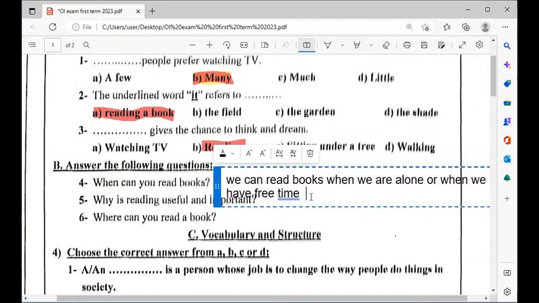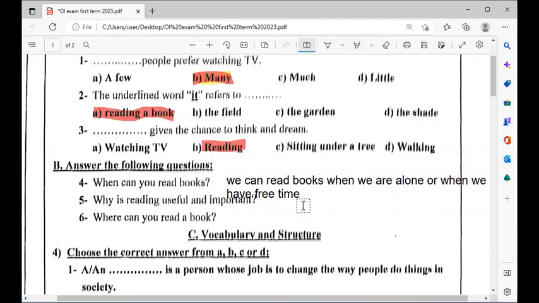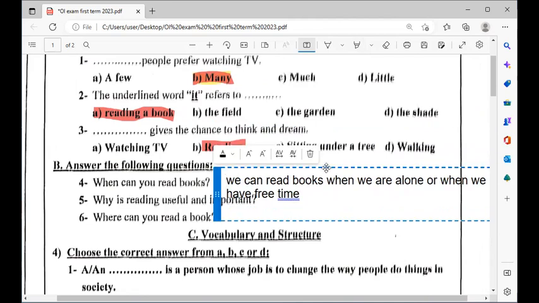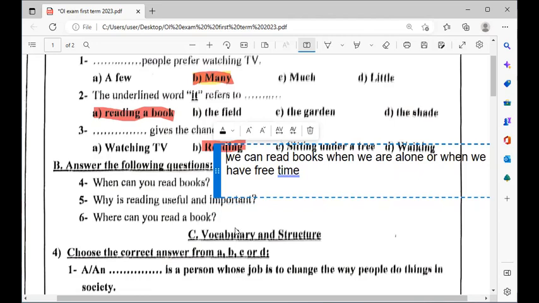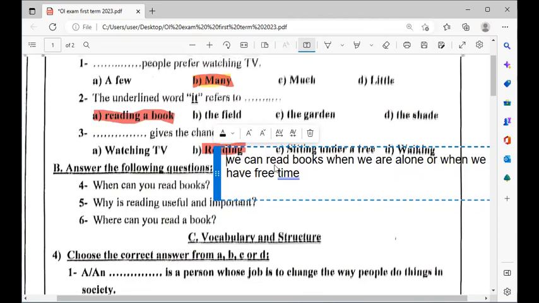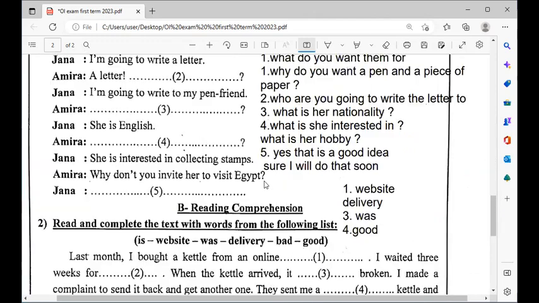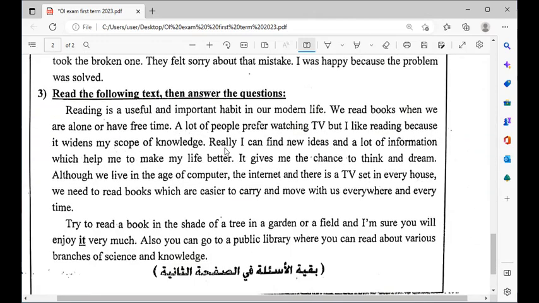Number 2. Why is reading useful and important? Let's go back to the text. Here: a lot of people, really, a lot of people prefer watching TV, but I like reading because it widens my scope of knowledge. Really, I can find new ideas and a lot of information which help me to make my life better.